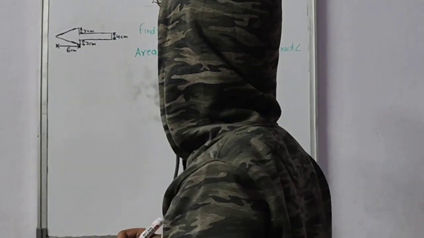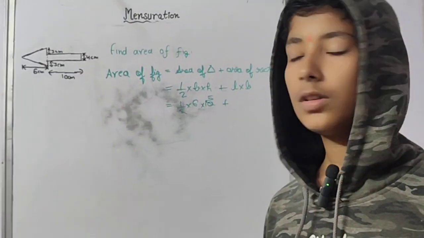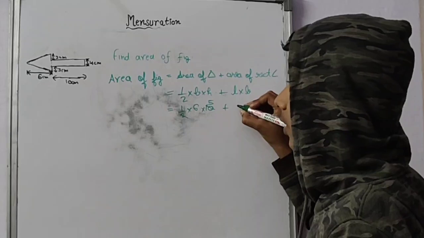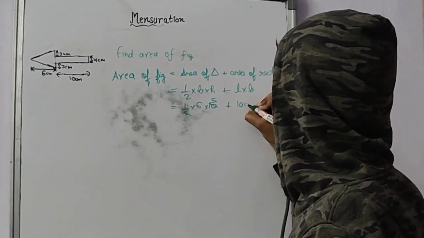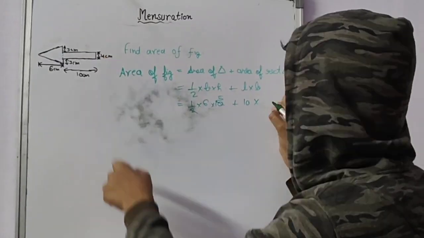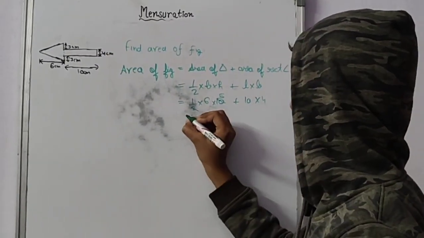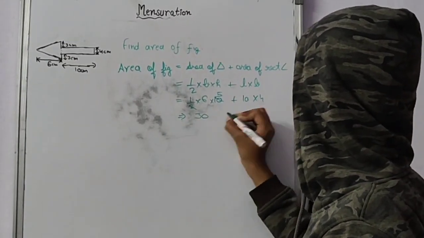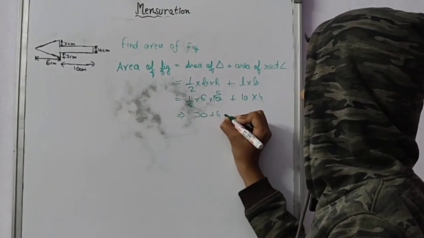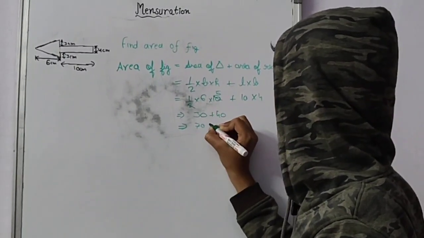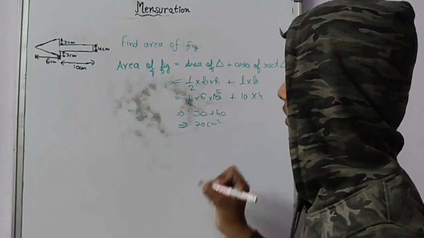Wait, the length is not given. So friends, when I saw the question, the length is 10 centimeter. The centimeter we don't need to write, multiplied by breadth, which is 4 centimeter. So, what is 6 into 5? It is 30, plus 10 into 4, it is 40. So the area of figure is 70 centimeter square. Now let's come to the next question.